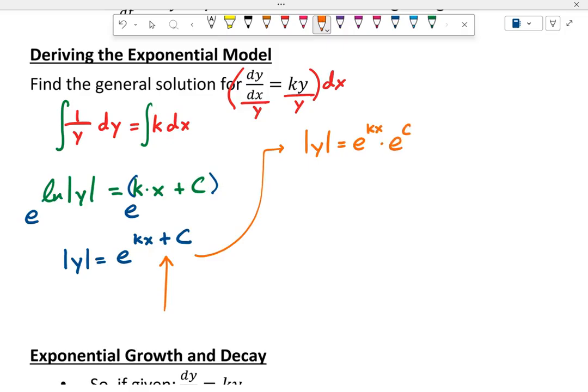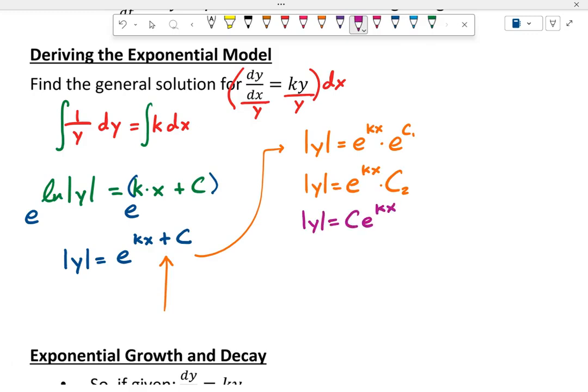e to the kx and e to the c, right? All right, but e to a constant, what is that? Just a constant. Now, we theoretically could go ahead and put that as c sub 1, and we have absolute value of y equals e to the kx times, and then that becomes a different constant, c sub 2. Do we need to write the subs? No, but we can. All right, and then I can bring that to the front, so absolute value of y equals c e to the kx.